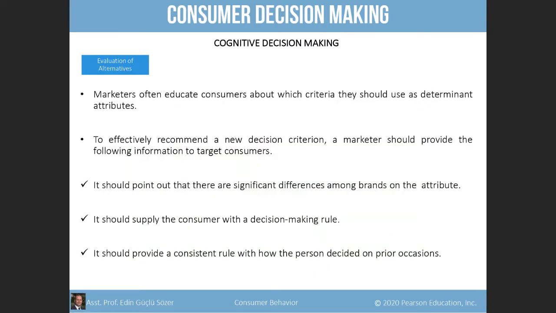So we need to provide them what type of attributes are important for this product, so they will evaluate these attributes. Marketers should inform the customers. And we also need to make a decision-making rule: how we should decide which attribute should be in front of the evaluation.